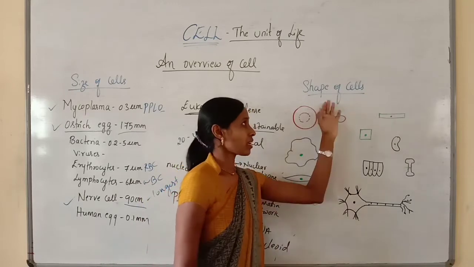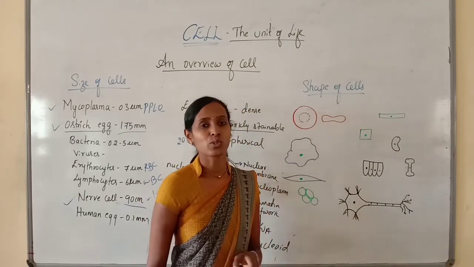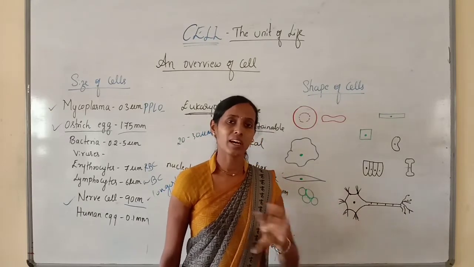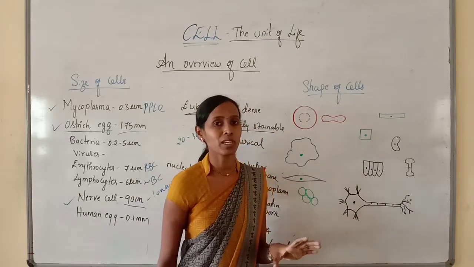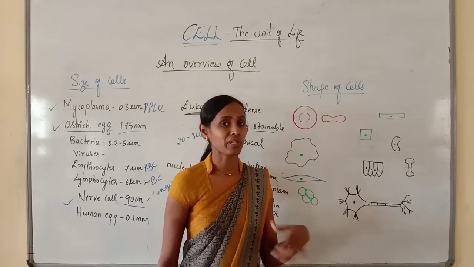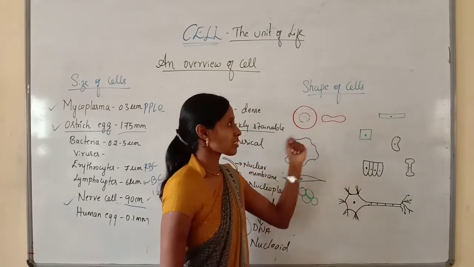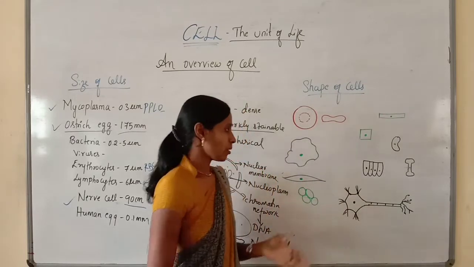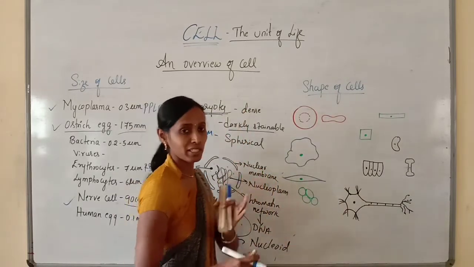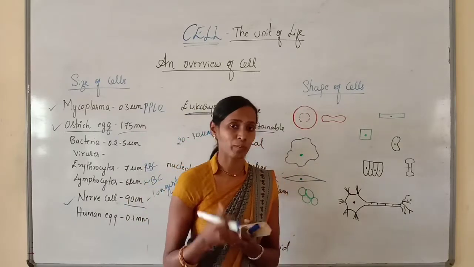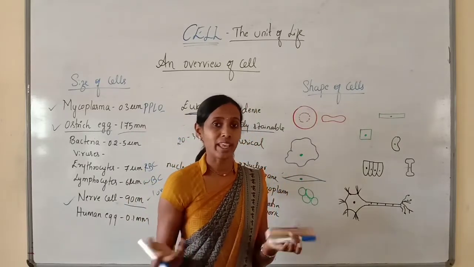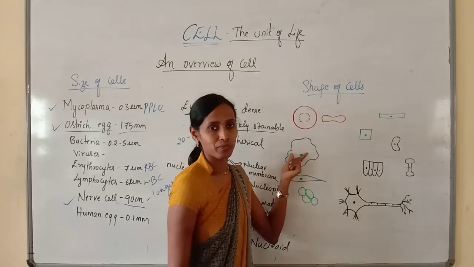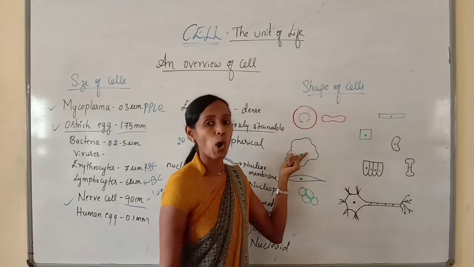The shape of the cell also differs in different cells. We cannot say all cells are similar. There is diversity among the shapes of cells. For example, the shape may be polygonal. Polygonal, in the sense, as I have already written, the cells of the onion are usually polygonal, rectangular, hexagonal. They may be spherical in nature. They may be irregular, which is also called amoeboid.